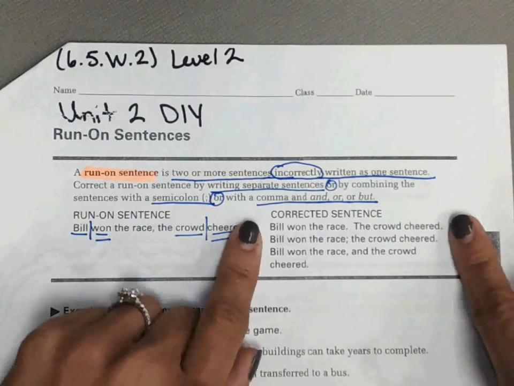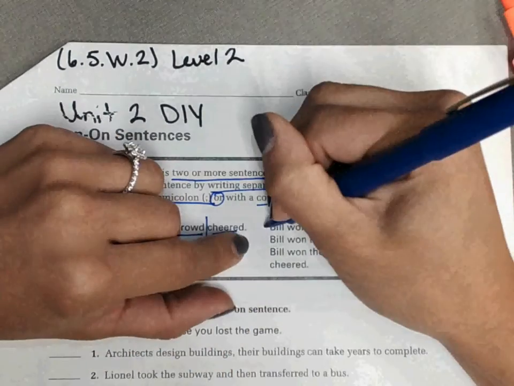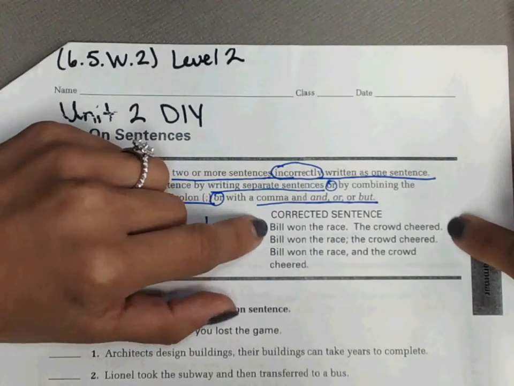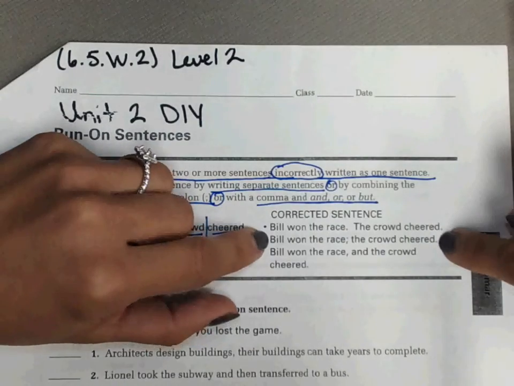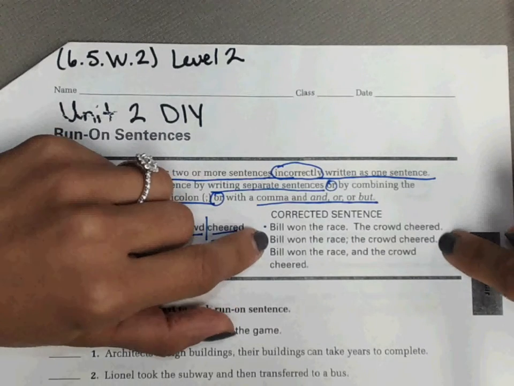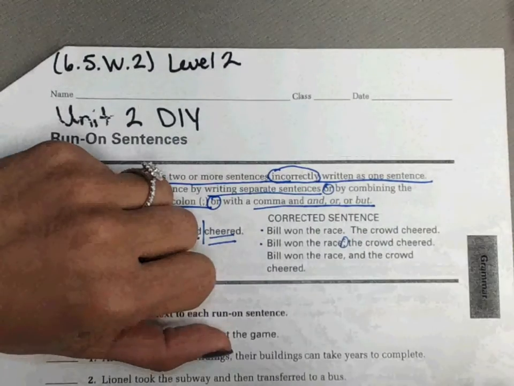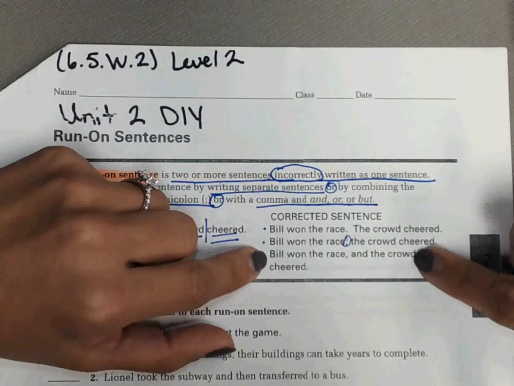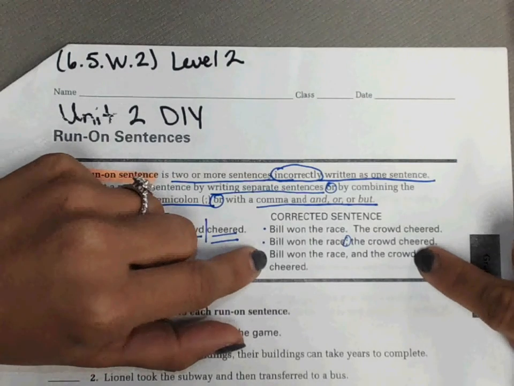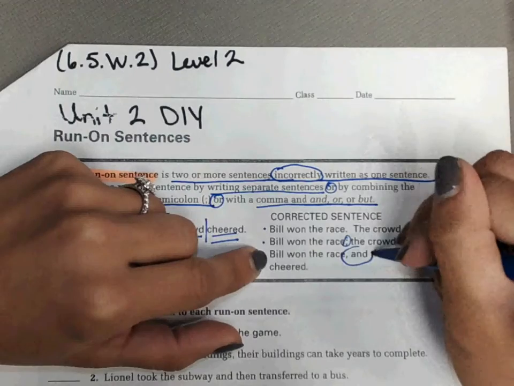You can see over here the different ways you can correct it. The first one has made it into two separate simple sentences. The second one has combined the two simple sentences into a compound sentence using a semicolon. The third example has taken the two simple sentences and made it a compound sentence by adding in comma and.